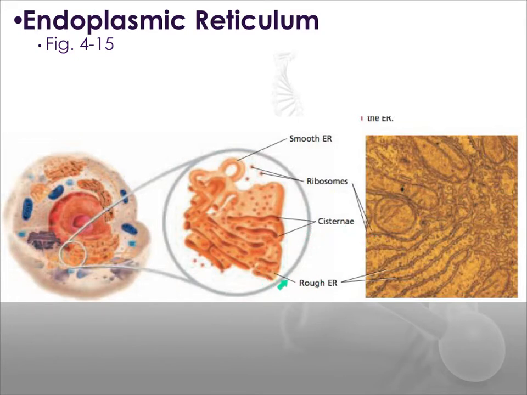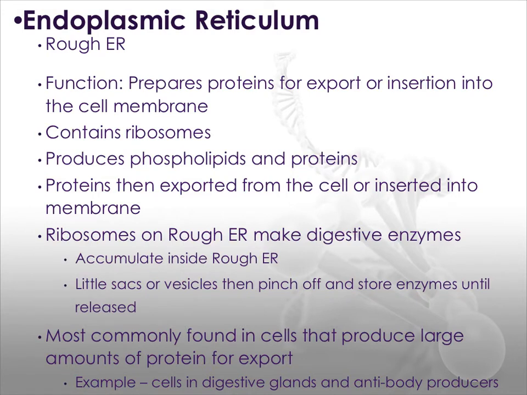And then if you have rough endoplasmic reticulum, you notice there are little dots all over this thing. Guess what those dots are? Those are ribosomes. Okay, so rough endoplasmic reticulum, in addition to being made out of phospholipids, is lined with ribosomes. And the smooth endoplasmic reticulum that doesn't have the dots on it will not have ribosomes.